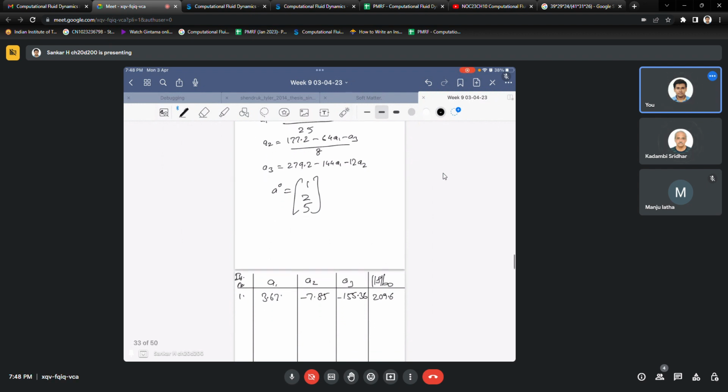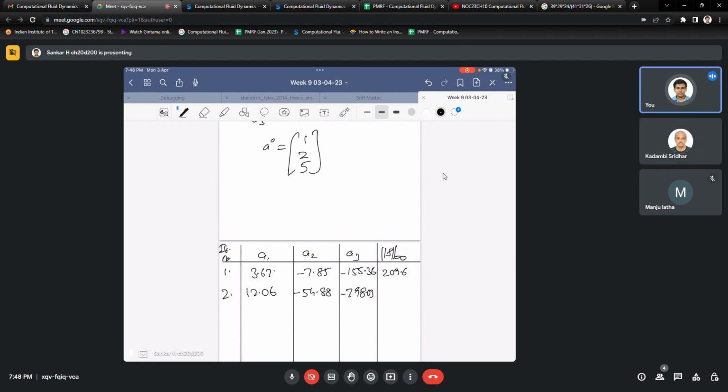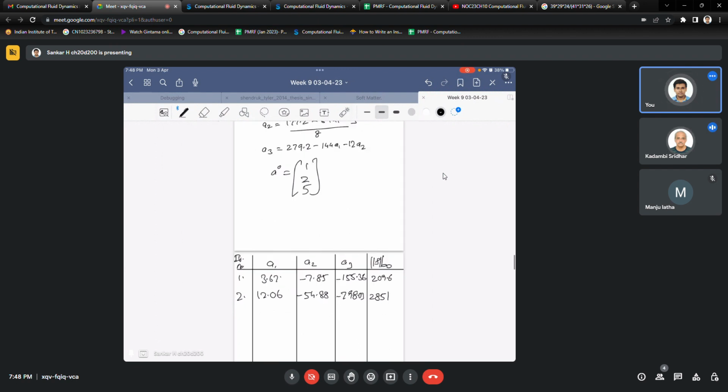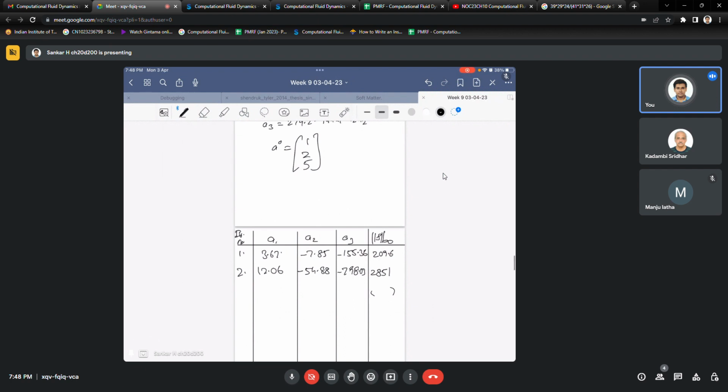Okay, so what about the second iteration? 12.06, yes, that matches, minus 54.88, and A3 minus 798 point something. And is this diagonally dominant? That's exactly what I'm coming to. So what we see here is that the infinite norm will go to 2000 something, and in the third iteration we'll see a value that's even bigger.